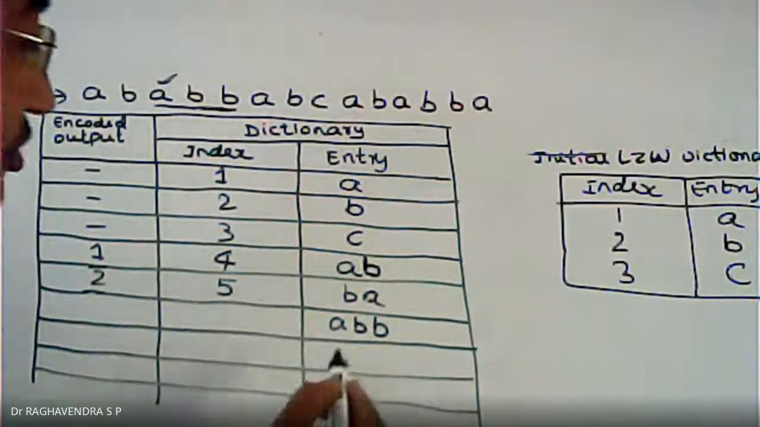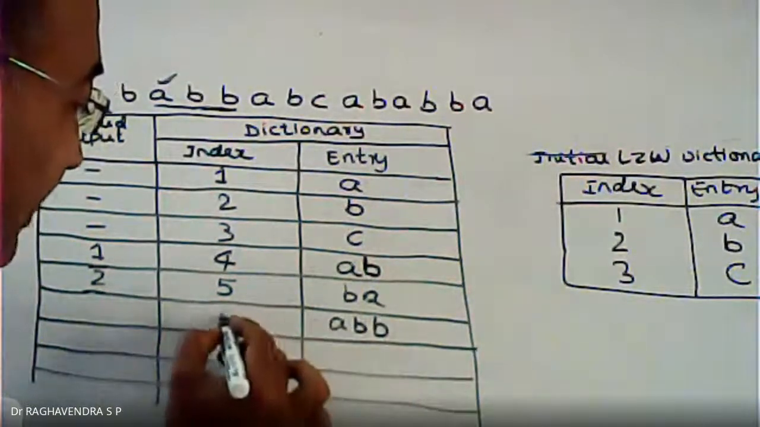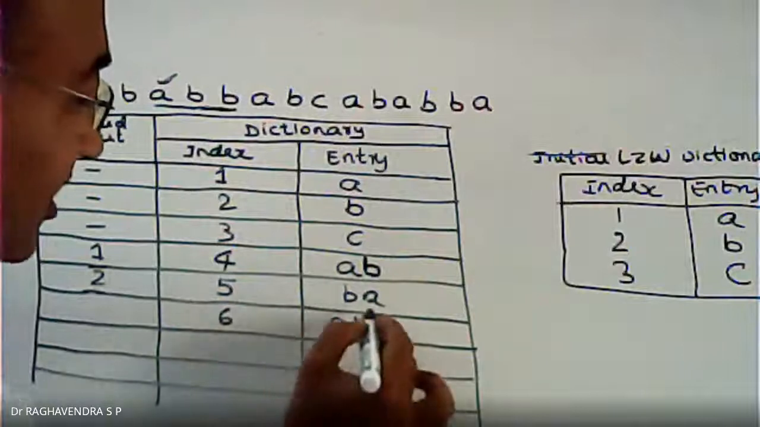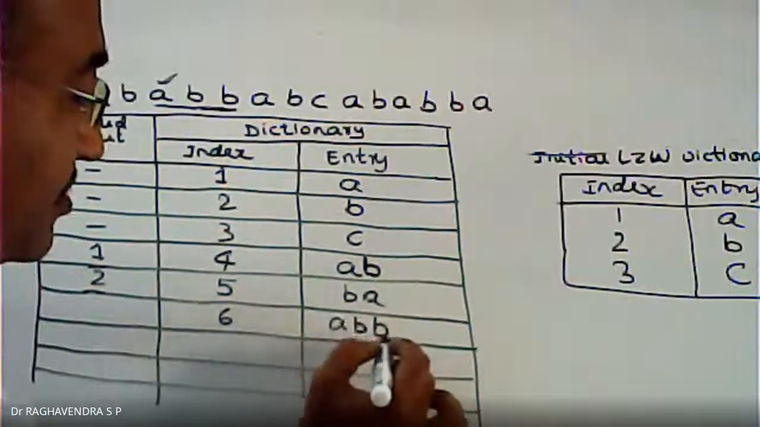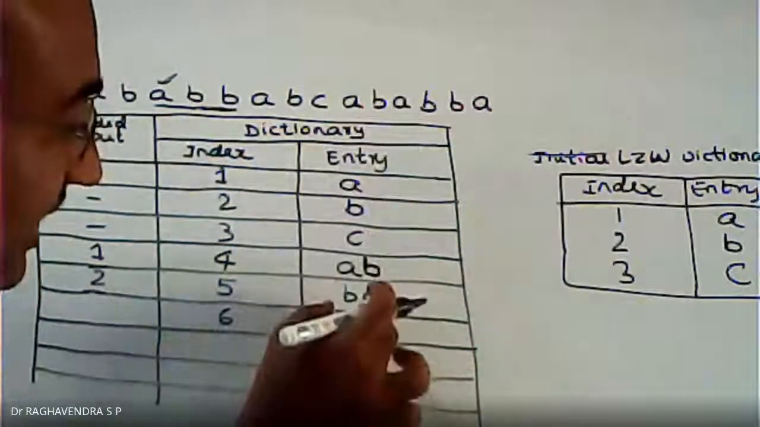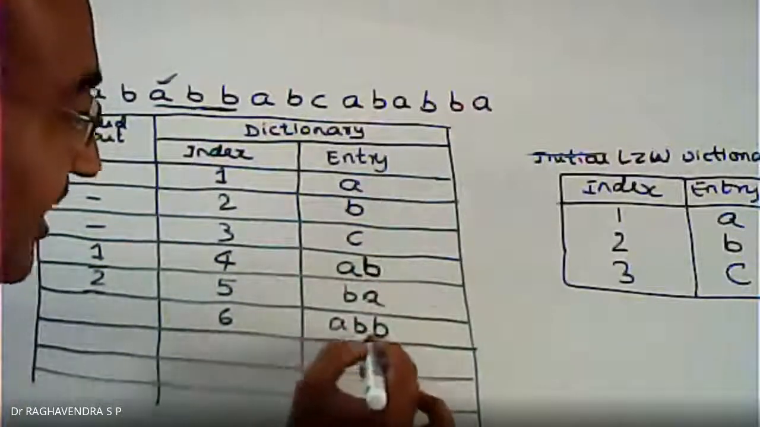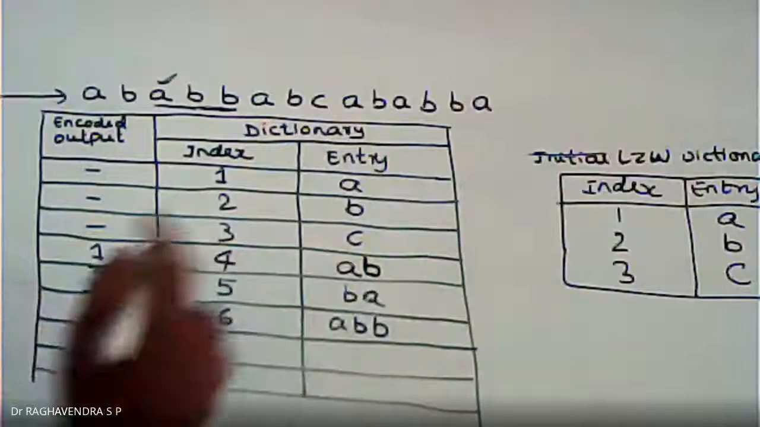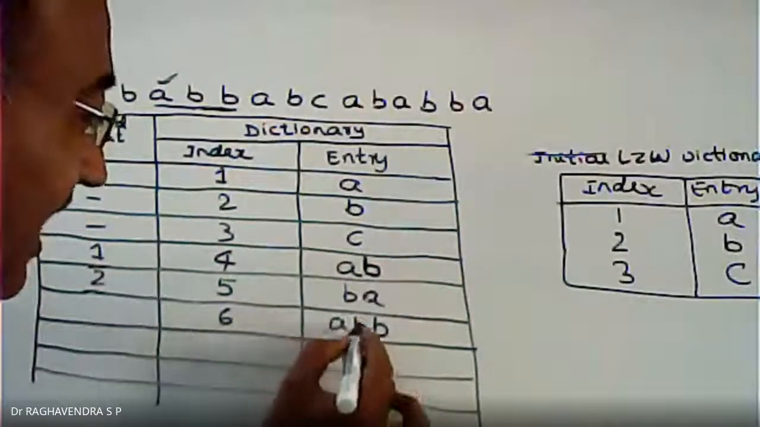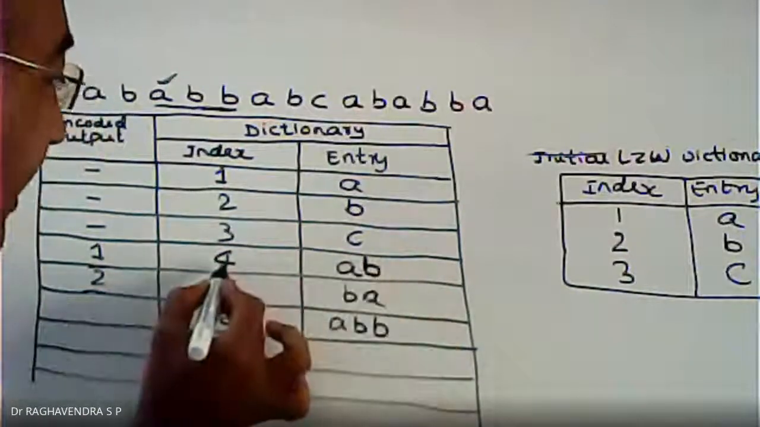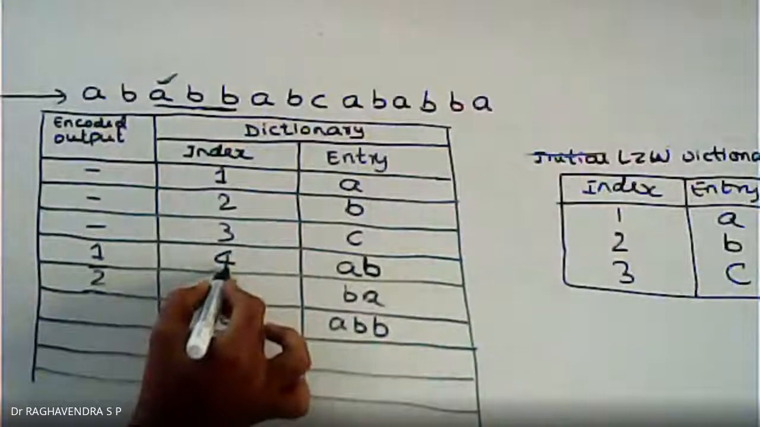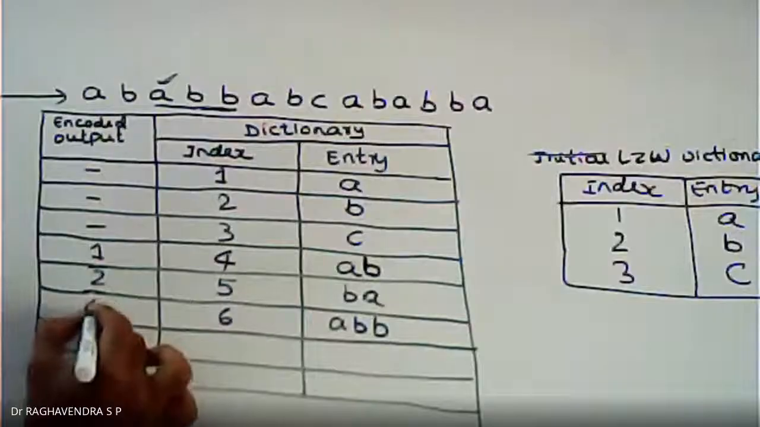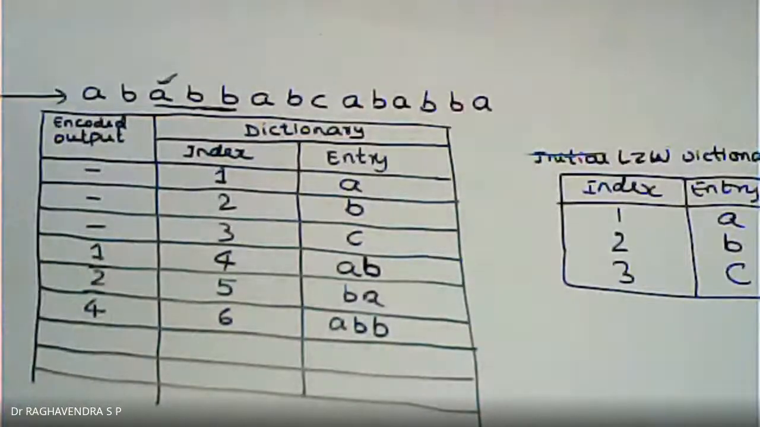Okay. So this is the 6th entry. Now try to find out the similar items with the existing entries. Which is a similar item present in the existing entries? Highest match. AB, very good. AB is here, and AB is also here. What is the index value of AB? 4. So you write the encoded output as 4. Understood?